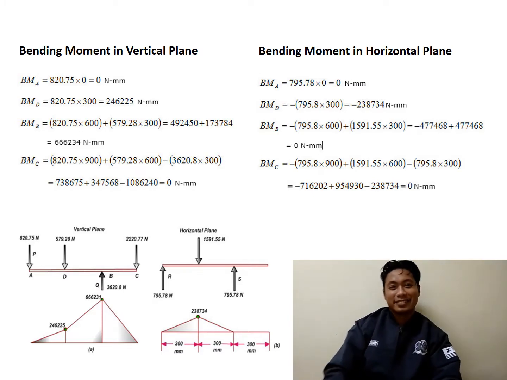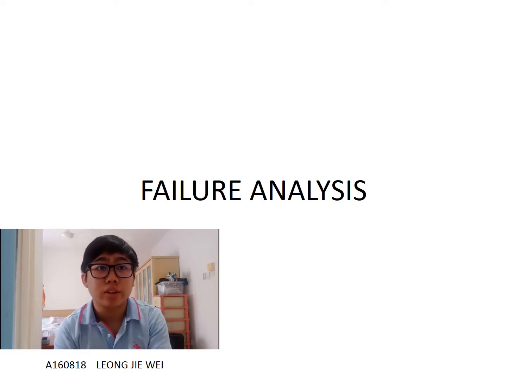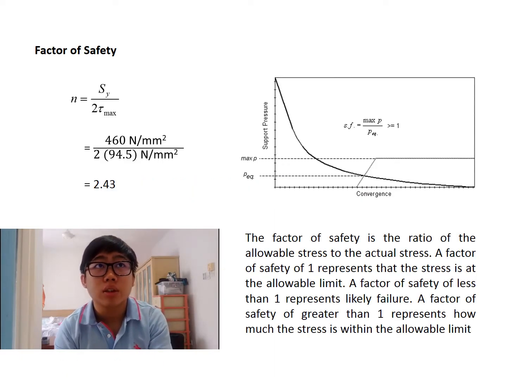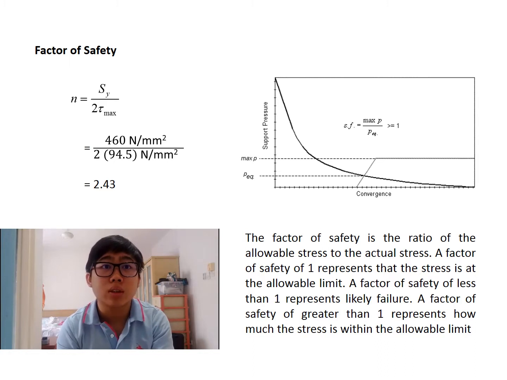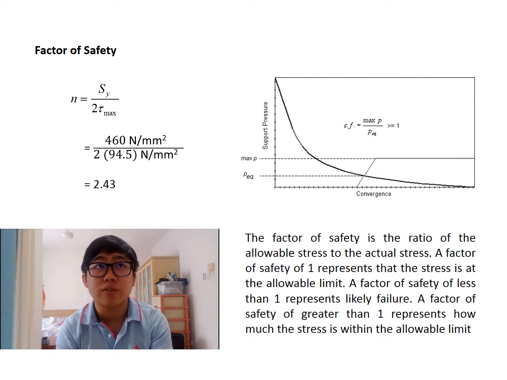Thank you. Hello, my name is Long Jerry, and today I will talk about the failure analysis. We can use the factor of safety to determine whether the shaft is safe or not. The factor of safety is the ratio of the allowable stress to the actual stress. A factor of safety of 1 represents that the stress is at the allowable limit. If the factor of safety is less than 1, it is not safe, and more than 1 means that it is safe.